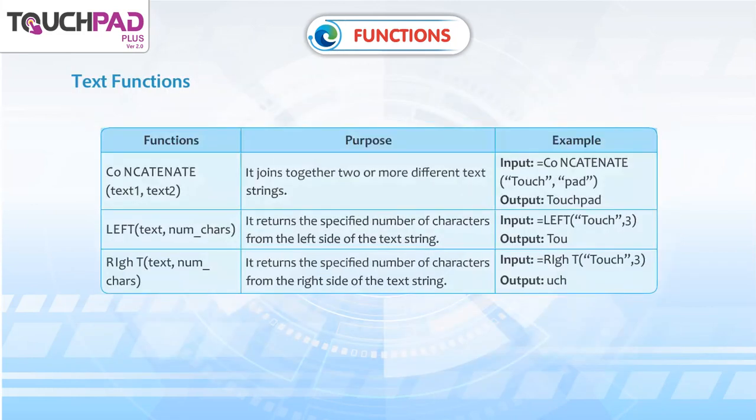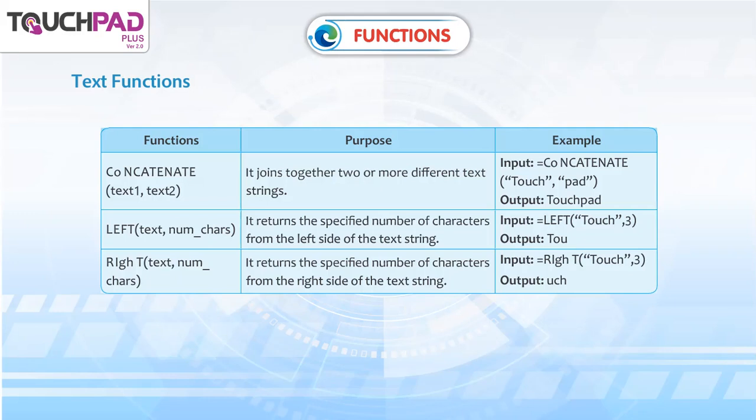Text functions. CONCATENATE(text1, text2). It joins together two or more different text strings. Input: CONCATENATE("touch", "pad"). Output: touchpad. LEFT(text, num_chars).